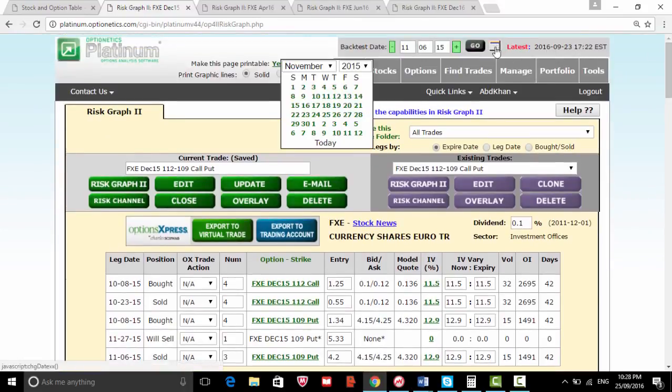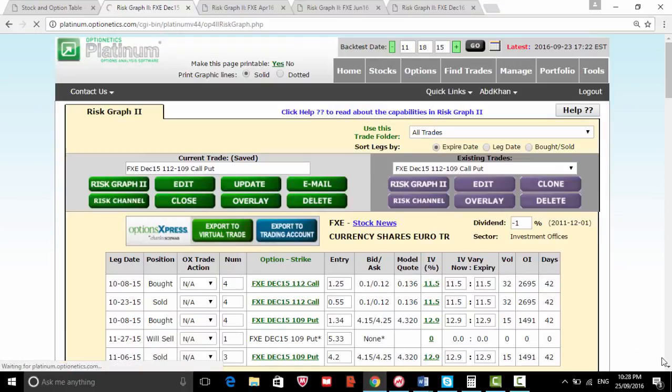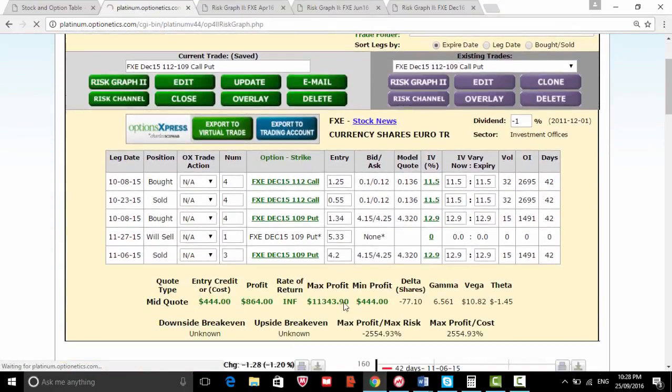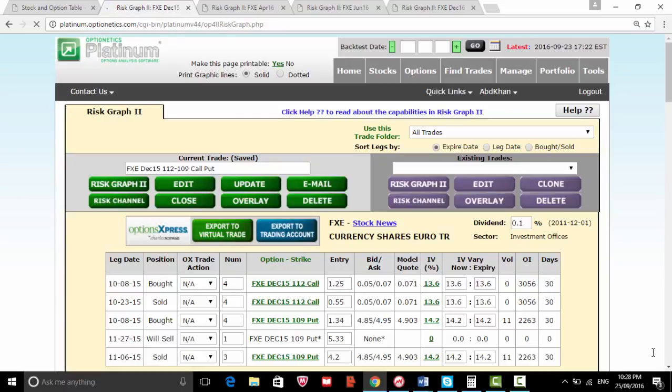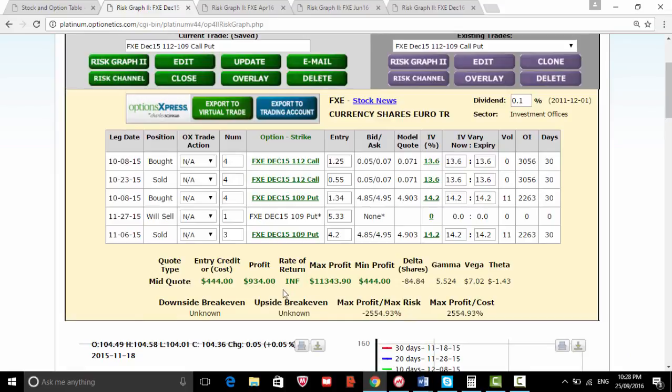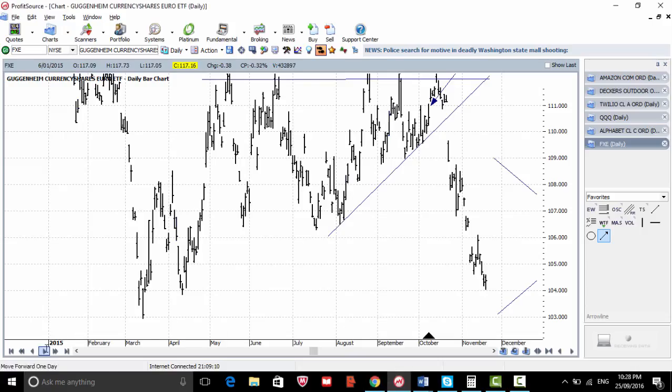So let's just set the calendar to 18th of November. Remembering that we had an open profit of 864 and a locked in profit of 444. So if we scroll down, let's look at the numbers. Now you can see that locked in profit won't change because that's achieved by selling those put options earlier. So that'll remain the same. But the open profit is now $934 because the euro has moved down a bit more. So we'll continue to monitor this.